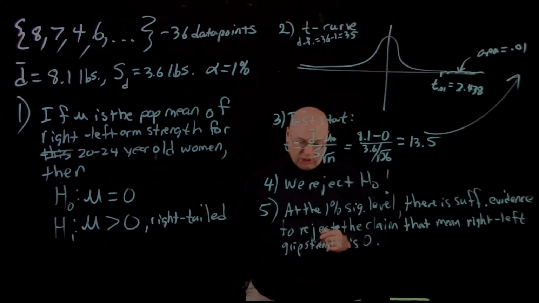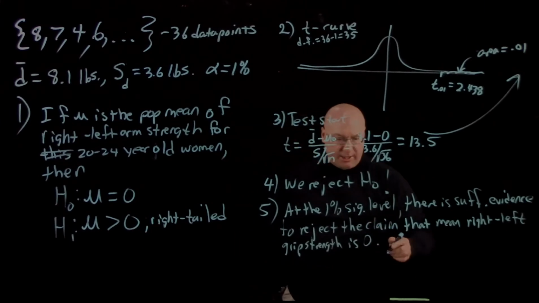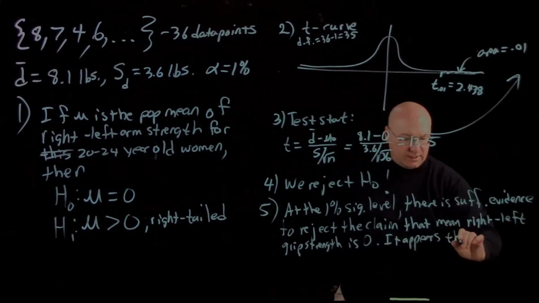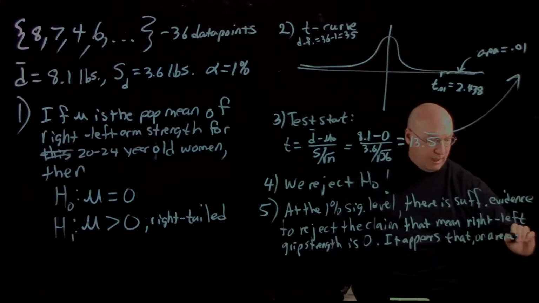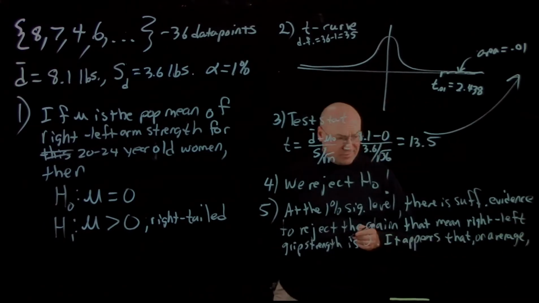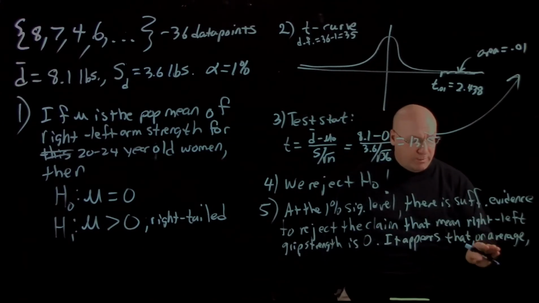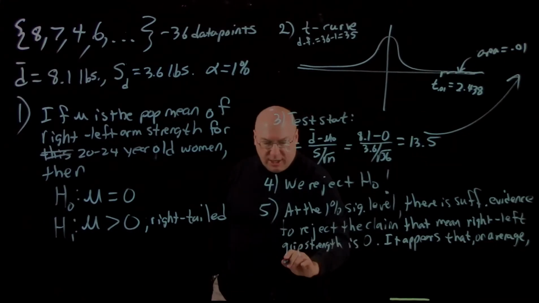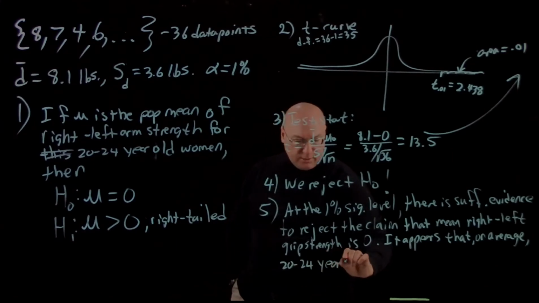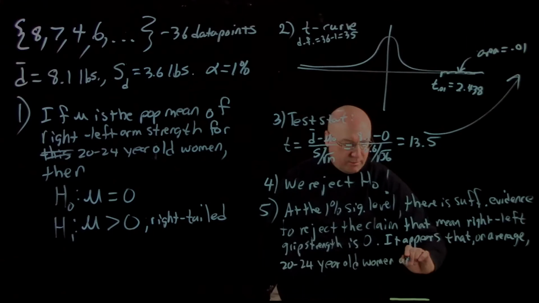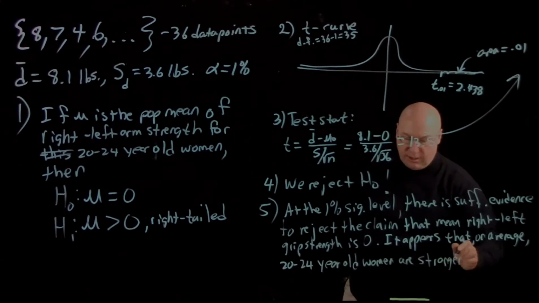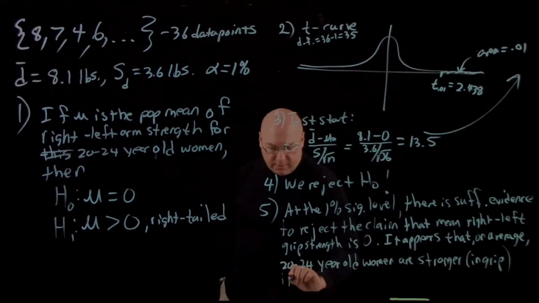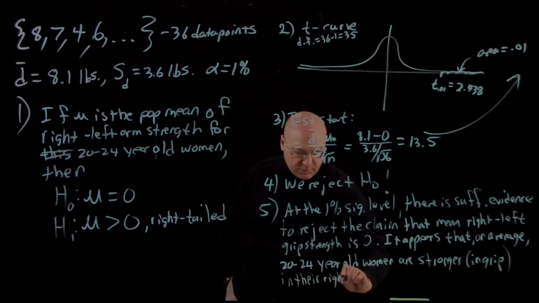It appears to be greater than 0. It appears that on average, 20 to 24-year-old women are stronger in their right arms. That phrase "on average" is used a lot. It doesn't necessarily have a precise statistical meaning, but when we say on average, we are talking about the mean, right? So I'm going to say here, it appears that on average, 20 to 24-year-old women are stronger, well, their grip strength is greater in their right arms. Not surprising.